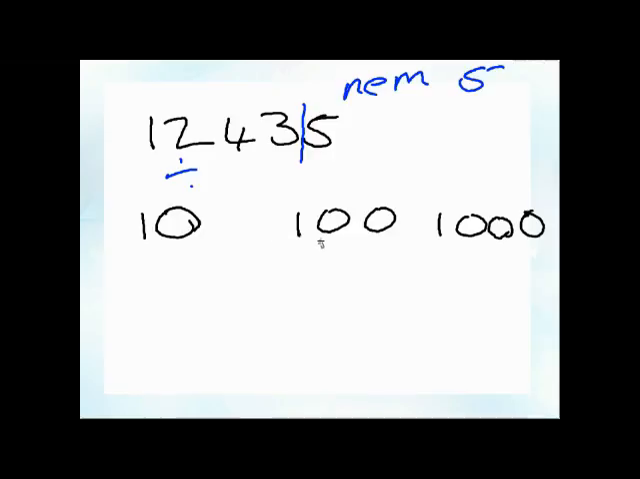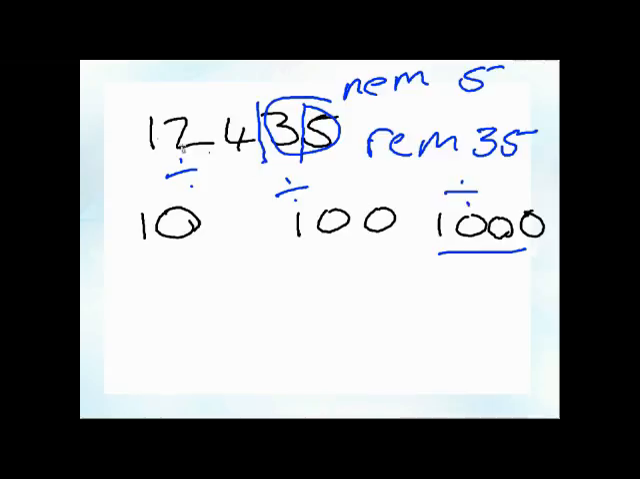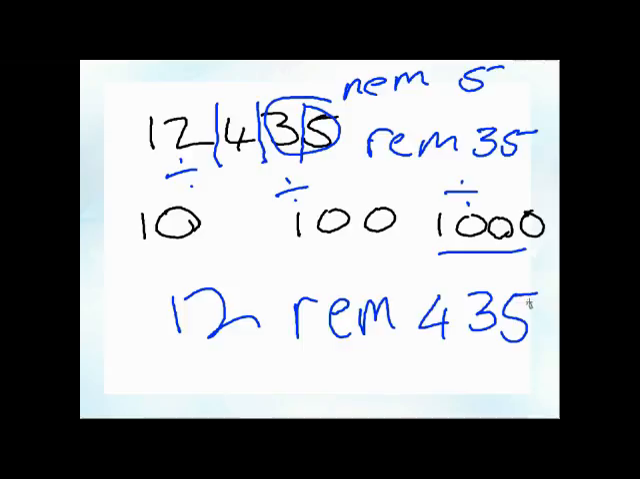Exactly the same if we divide by 100, then we're going to look at the second one. So the answer is going to be 124, and then the remainder 35. And exactly the same with 1,000. If we divide by 1,000, it's going to go by the noughts. What is it, 1, 2, 3 noughts? So we're going to say 1, 2, 3. If we divide by 1,000, the answer is going to be 12, and then the remainder is going to be 435. And that's how you divide by tens, hundreds, and thousands.